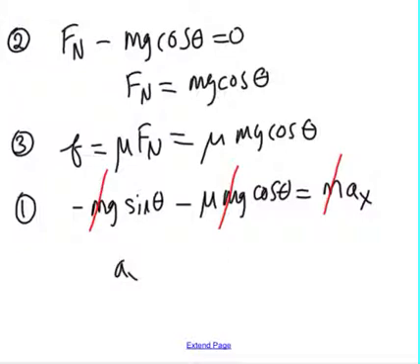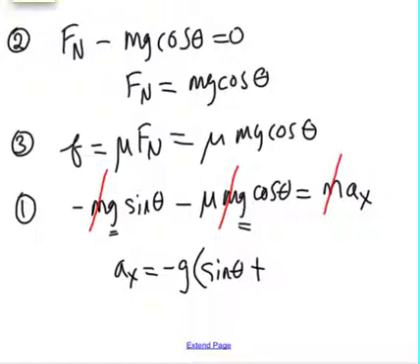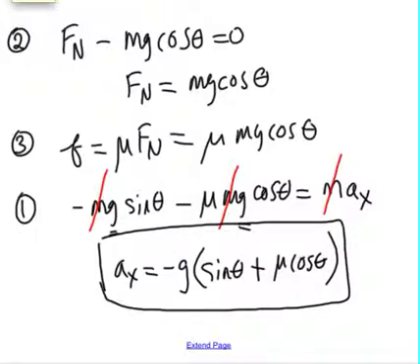Now we have the acceleration in the x direction. Notice there's a minus sign in front of everything, so I'm going to factor the minus sign out. There's also a g in both terms, so I'll factor the g out. That leaves me the sine of the angle, plus, because I factored the minus sign out, so plus mu times the cosine of the angle, and that is my acceleration. And since we can assume we have values for g, the angle, and the coefficient, I can now calculate the value for the acceleration.